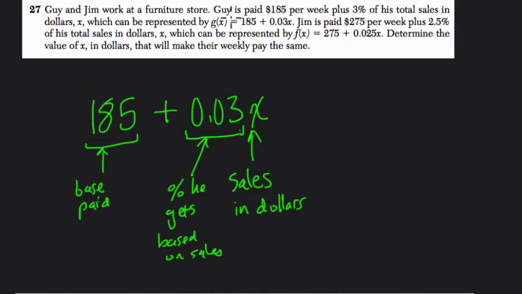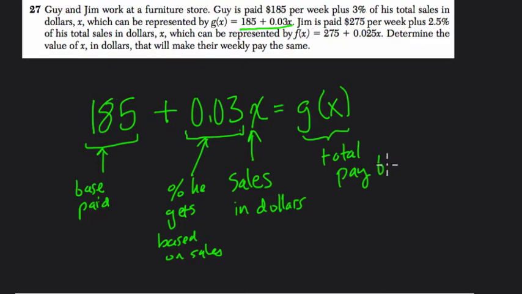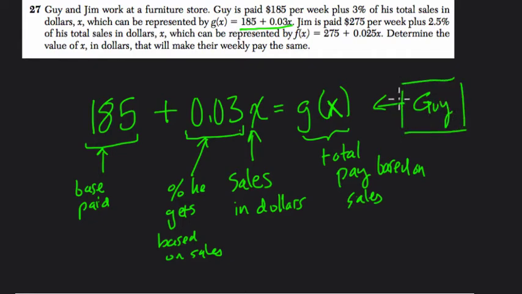It can be represented by, here's their function. Notice they wrote the same thing as me. They're saying it's g of x, though. So I'm going to say g of x is his total pay, based on x, the input, on sales. All right, so this is for Guy. Notice I'm reading this slowly, breaking it apart and labeling things. That's really normal. We don't have to rush past all this stuff.